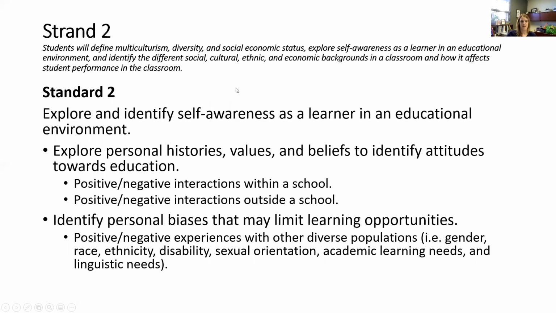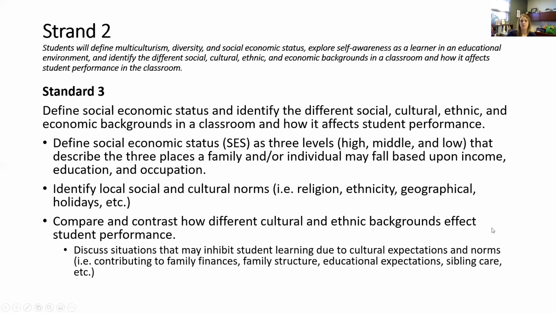Strand 2, Standard 2, explore and identify self-awareness as a learner in an educational environment. So they're going to go through and explore their own personal histories, values, and beliefs towards education, and then also identify biases, which is important as a teacher. Do I have a bias towards a group of people or to certain students? And how do you actually overcome those? So that's a great thing to look at for Standard 2.